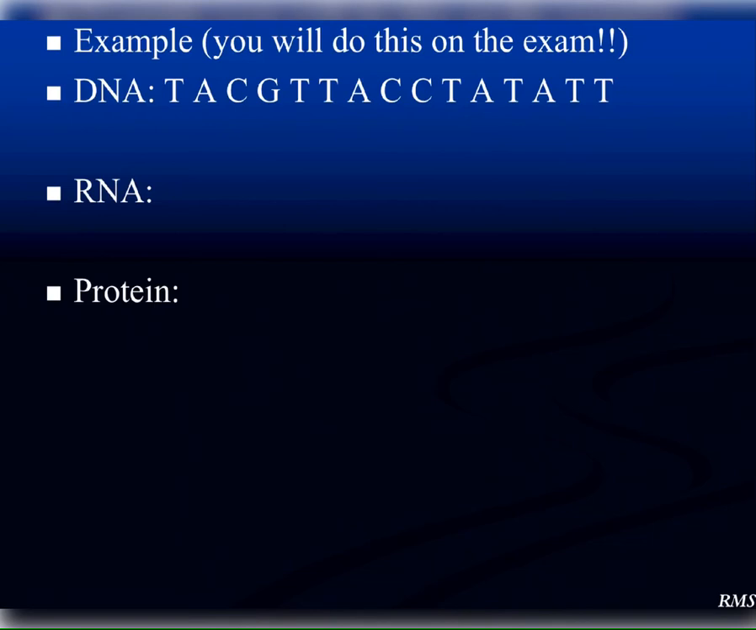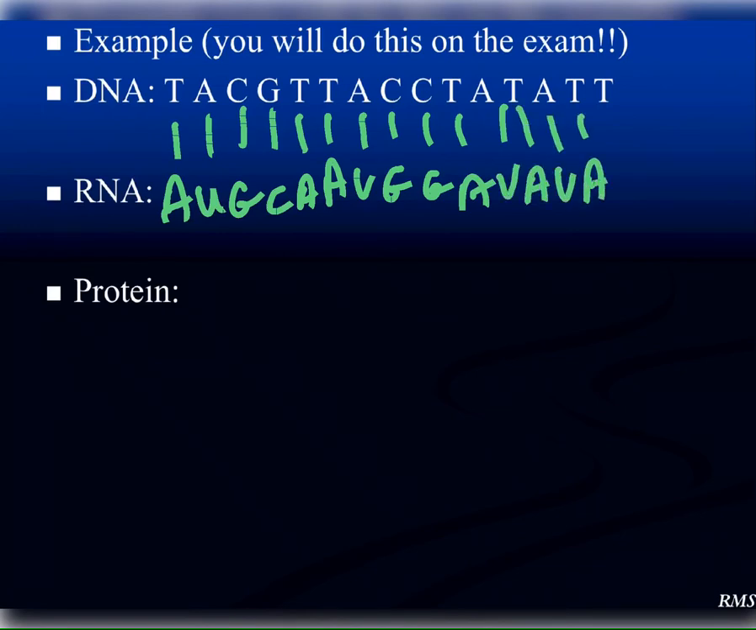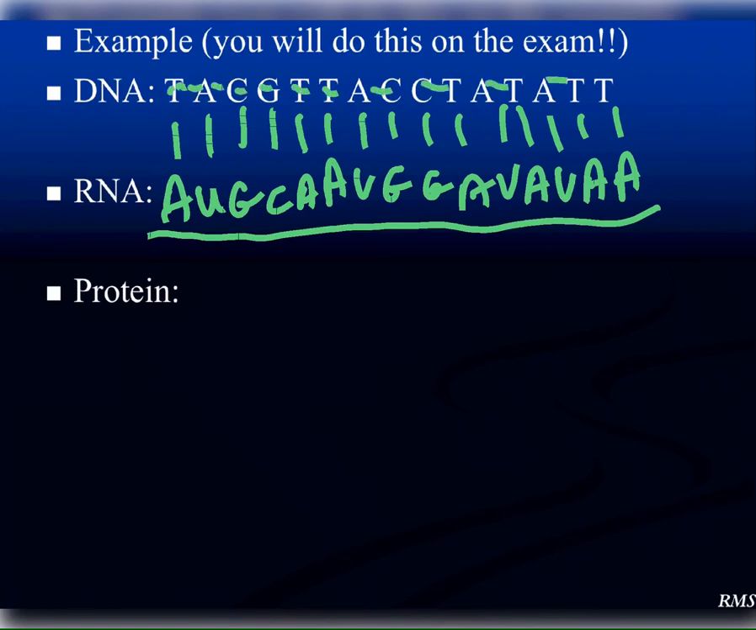So if there's a T in the DNA, what do I put in the RNA? A. A goes with U. C goes with G. G, C. T with A. T with A with U. C with G. T with A with U. T with A with U. T with A. So that's what I would expect to see written out. You're just doing the base pair rule and matching up the DNA nucleotides with the RNA nucleotides.